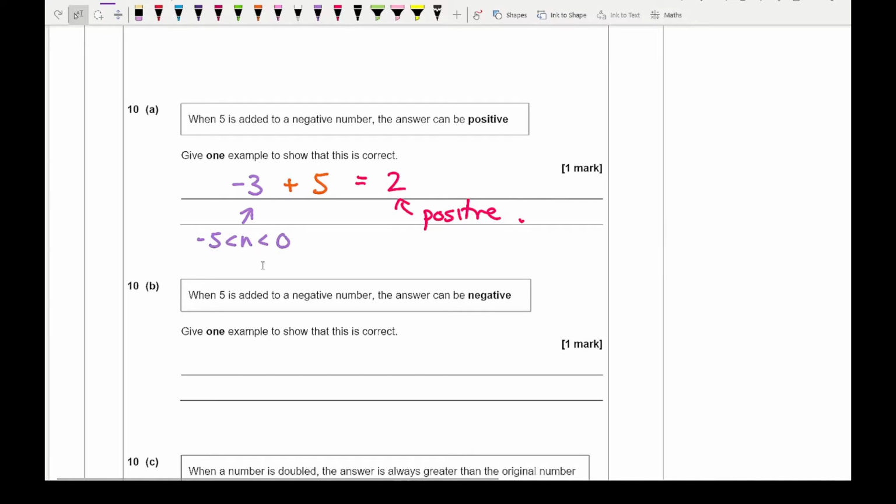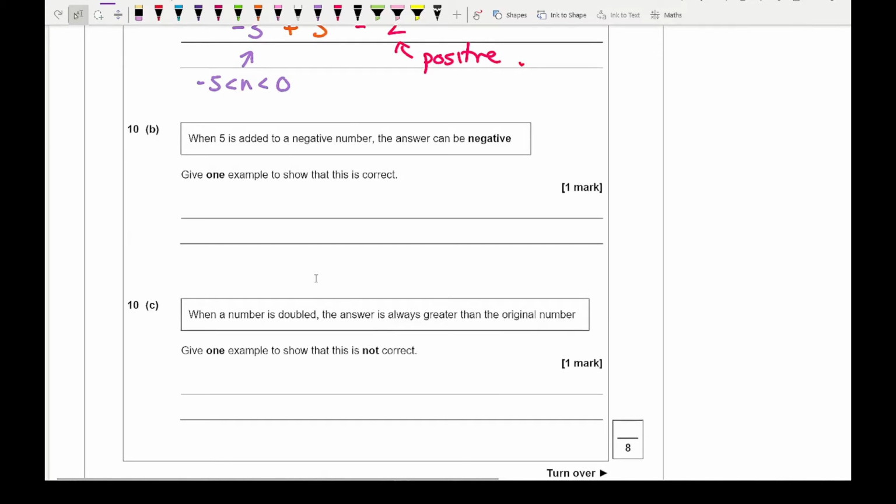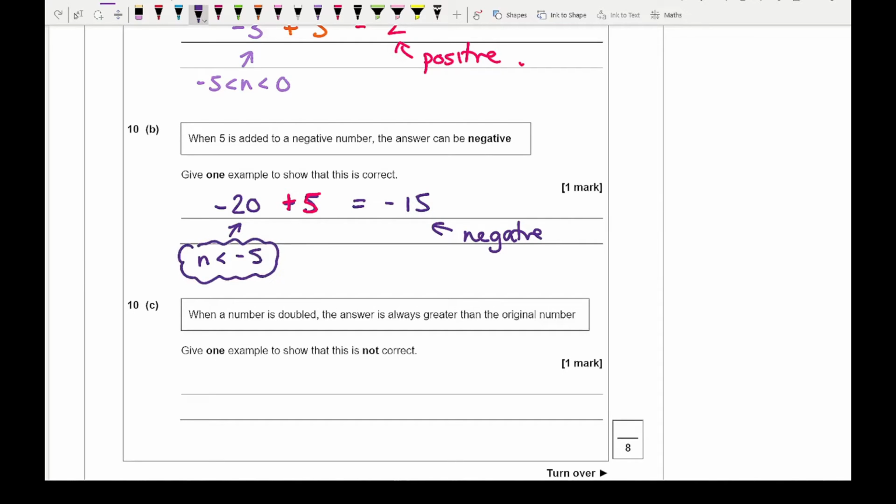Moving on to the next one, 10b, it says when 5 is added to a negative number, the answer can be negative. Here, if we go for a number, let's say -20, and we add 5, then that gives me an answer of -15, which is negative. Again, can't do anything about this number, this +5 is fixed. But this number just needs to be a number that is less than -5. You can choose whichever number to get the 1 mark.